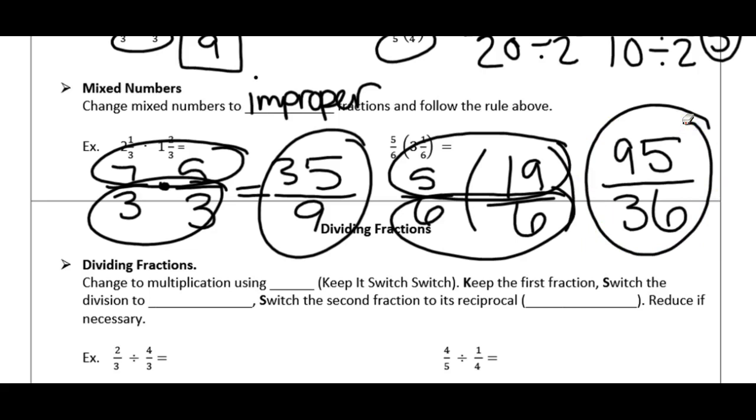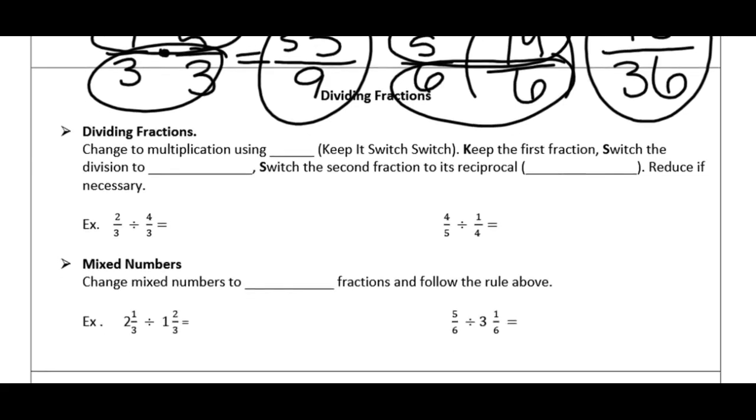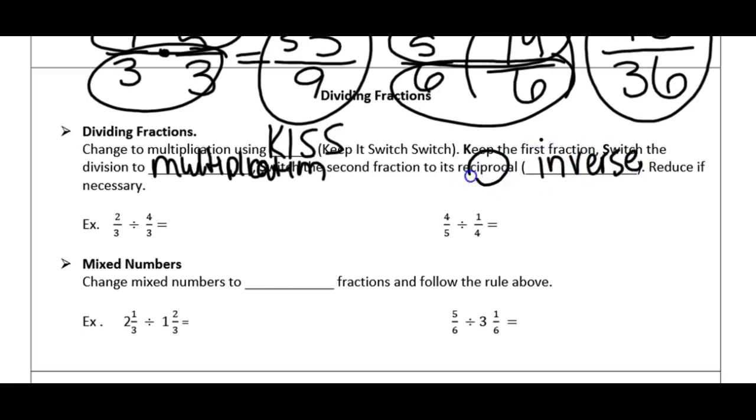Now, dividing fractions. What do we do when we divide? Well, we change our division to multiplication using KISS. Keep it, switch, switch, which you've probably seen already. We keep that first fraction the same. We switch the division to a multiplication. We switch the second fraction to its reciprocal or its inverse. In the past, some of my students have called this reciprocal. You're flipping it. And then you reduce if necessary.